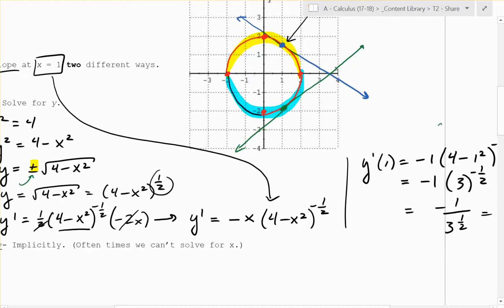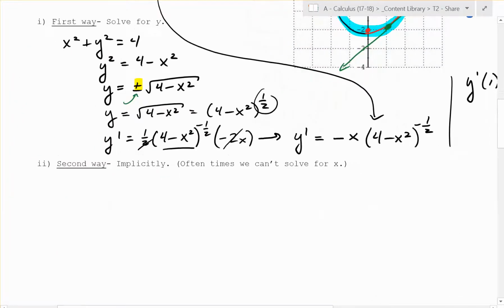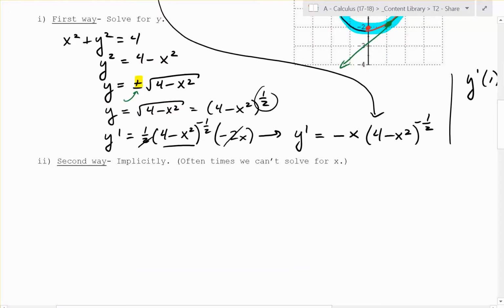All the math would be the same, but that negative would be different. So let's do it implicitly. So what does that mean? Well, we have this x squared plus y squared equals 4, and we were able in this case to write it explicitly, meaning isolate y, but sometimes we're not able to do that, or not able to do that very easily at all.